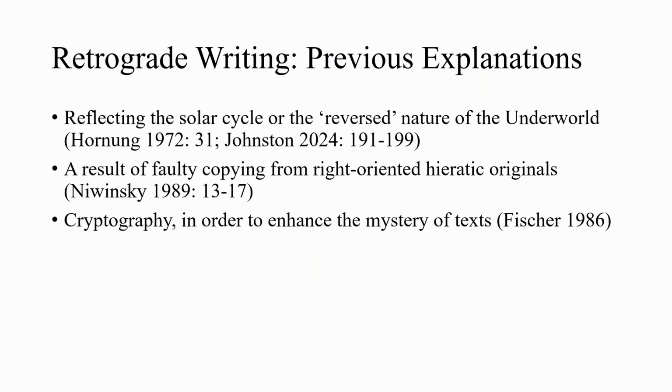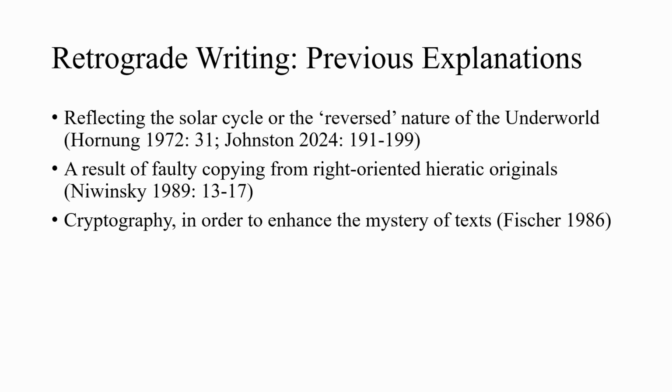Now, previous explanations of retrograde writing, I just brought three of the most popular here. One of them focuses on retrograde writing as it is used in underworld literature or funerary texts. It says that there is something within the content of these texts themselves, such as the circular nature of the sun or the reverse nature of the underworld. And then this somehow leads to retrograde writing through some unclear mechanism.